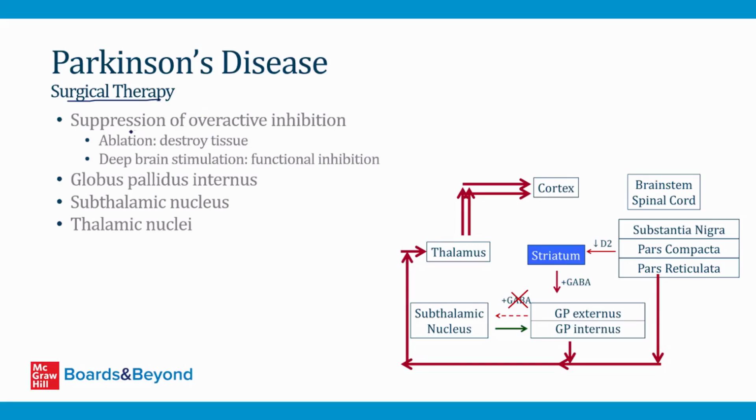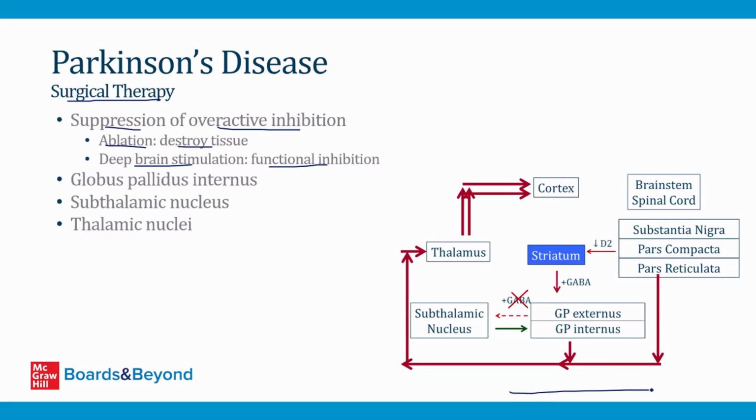Basically, what these surgeries aim to do is suppress the overactive inhibition of the thalamus, either through ablation, which is destroying basal ganglia tissue, or by implanting devices called deep brain stimulators that stimulate elements of the basal ganglia, and they paradoxically, over time, suppress those elements. This is a functional inhibition without destroying tissue through surgery.